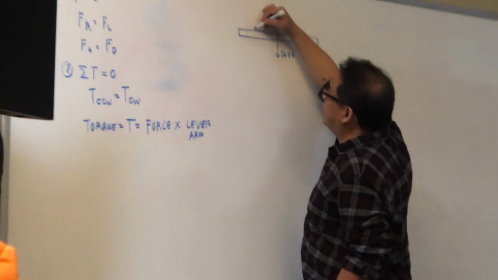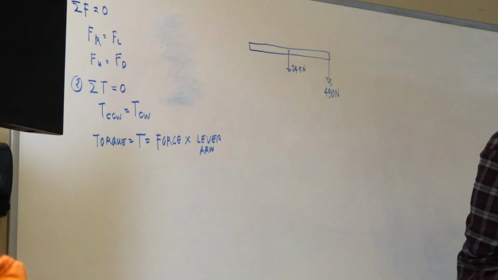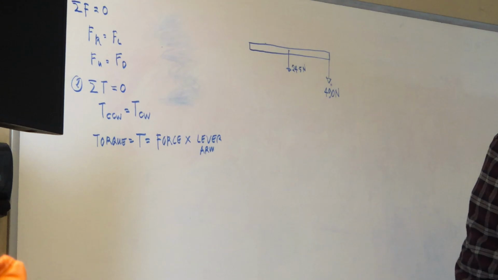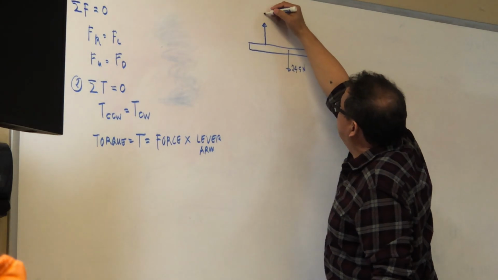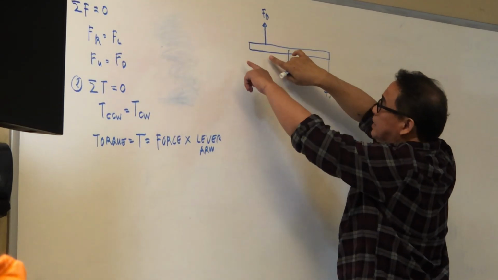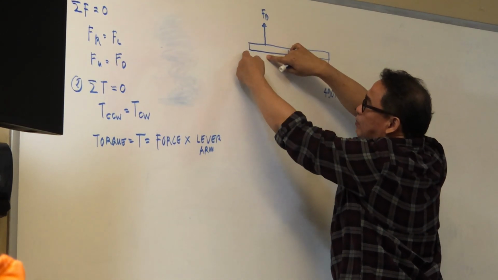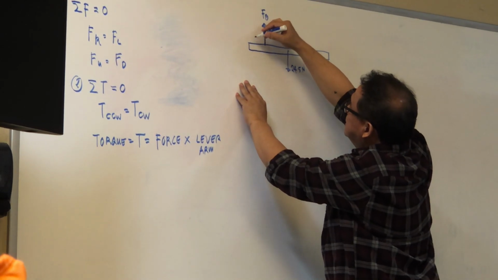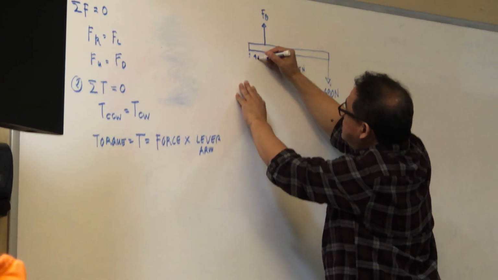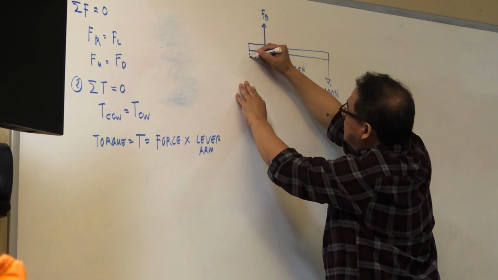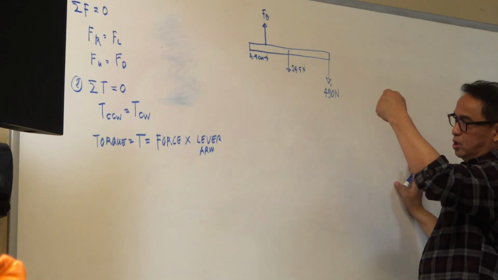Then you have the biceps. The biceps now are perpendicular. It's no longer at an angle like that. It's perpendicular. So you have the force here, this is FB. Still the application point is 4 centimeters from the elbow joint. So this is 4 centimeters. Then you have the pushing force.